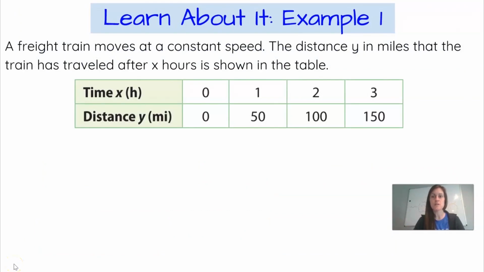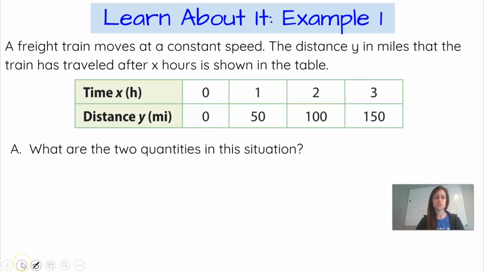In this first example, we're going to be looking at a table to help us find independent and dependent variables. A freight train moves at a constant speed. The distance y in miles that the train has traveled after x hours is shown in the table. So I can see that my two variable quantities are time and distance. And I can also see that as the time increases, the distance that the train has traveled also increases. So my first question is, what are the two quantities in this situation? The two quantities in this situation are time and distance.